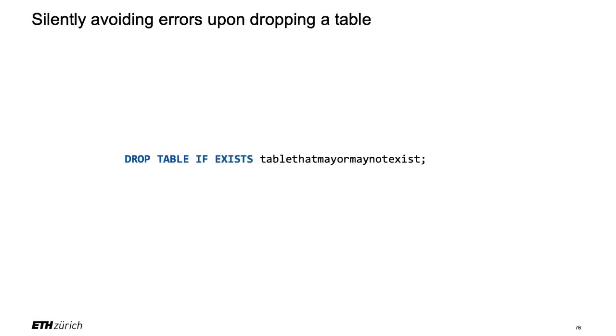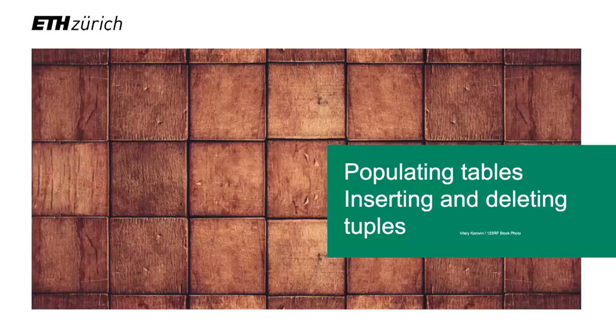The solution is the if exists. If you say drop table if exists, then it's not going to complain if it doesn't exist. And that's what you should have in your scripts. If you have a population script in a system, drop table if exists will work the first time, and it will work the other times as well if the tables are already there.